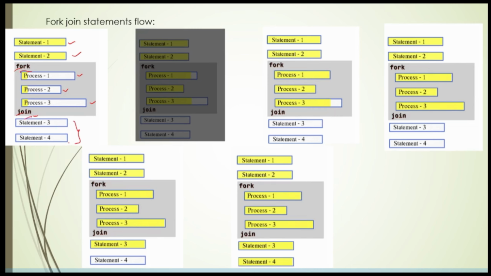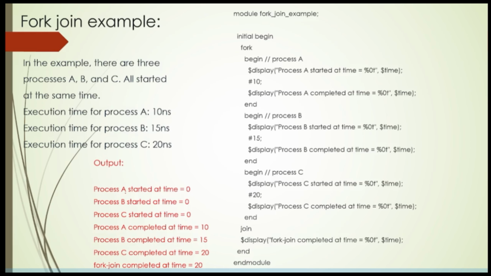That means if you want to declare any statements outside the fork join, then all these statements will have to wait until all the processes within the fork join are completed. So that is why, until and unless all the processes in the fork join are completed, only then will the statements given below this fork join be executed. Okay, so this is the example for this fork join.